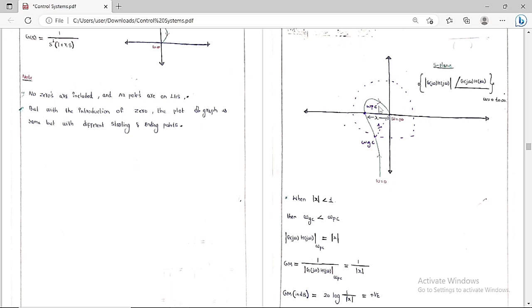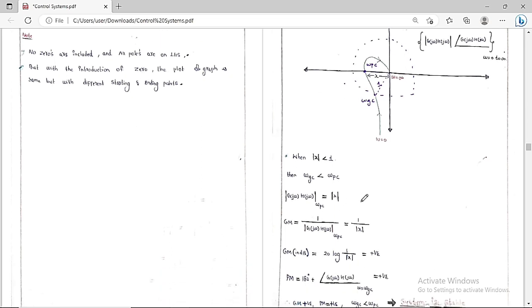So therefore, we can say clearly, as omega is varying from 0 to infinity in increasing order, definitely omega pc is greater than omega gc. So omega gc is less than omega pc. Then the system is said to be stable. I have already told you, whenever omega gc is less than omega pc, the system is said to be a stable system.